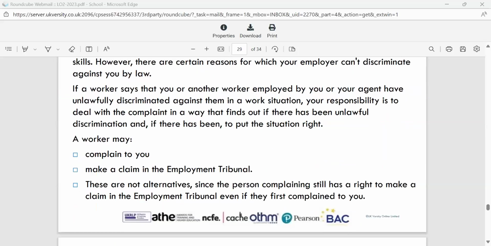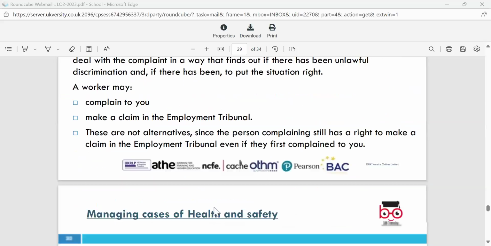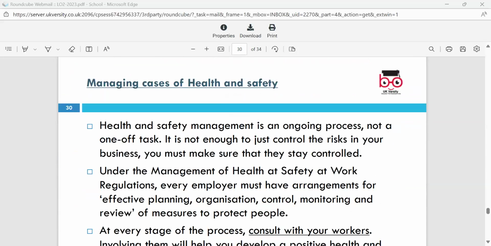And you need to make sure you appoint an investigator who's impartial, who doesn't know anyone, and who's neutral. If they make a complaint, you need to make sure there are alternatives. The complaint can go to the employment tribunal, and then they will make the decision based on that.